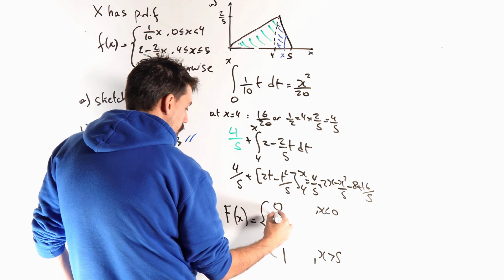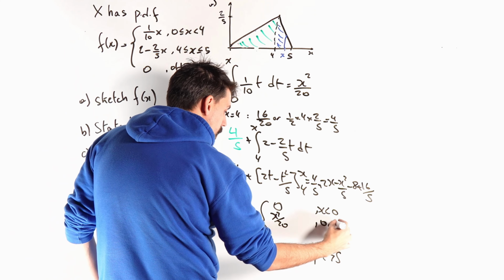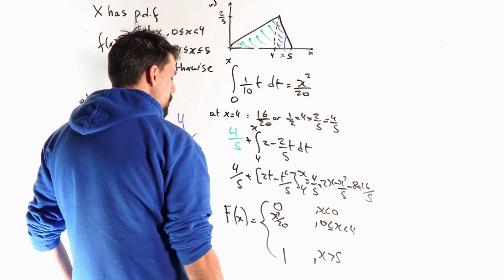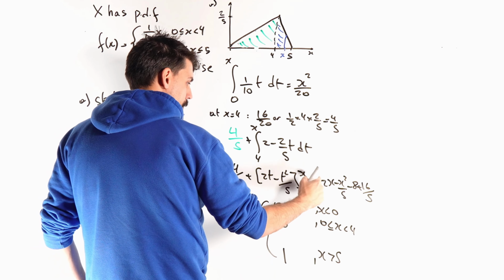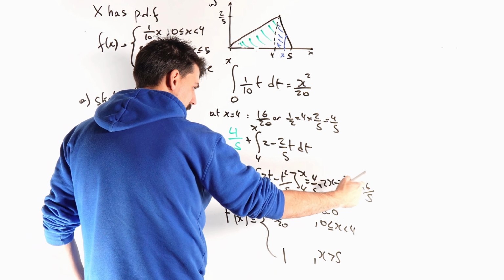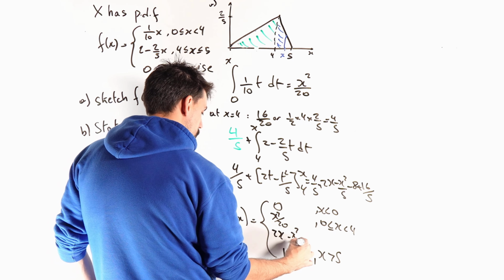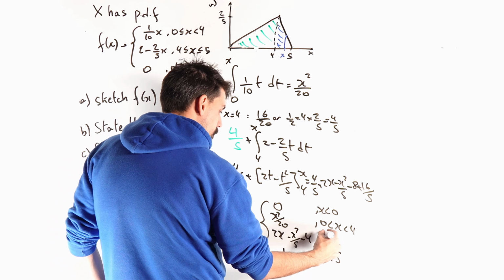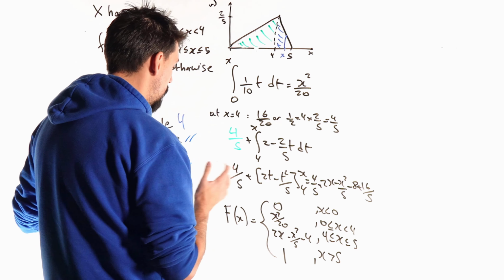So we said it's x squared over 20 for x is between 0 and 4. And it's going to be, so we said 4 over 5 plus 16 over 5 minus 8 is minus 4. So that is 2x minus 4 minus x squared over 5, if x is between 4 and 5.